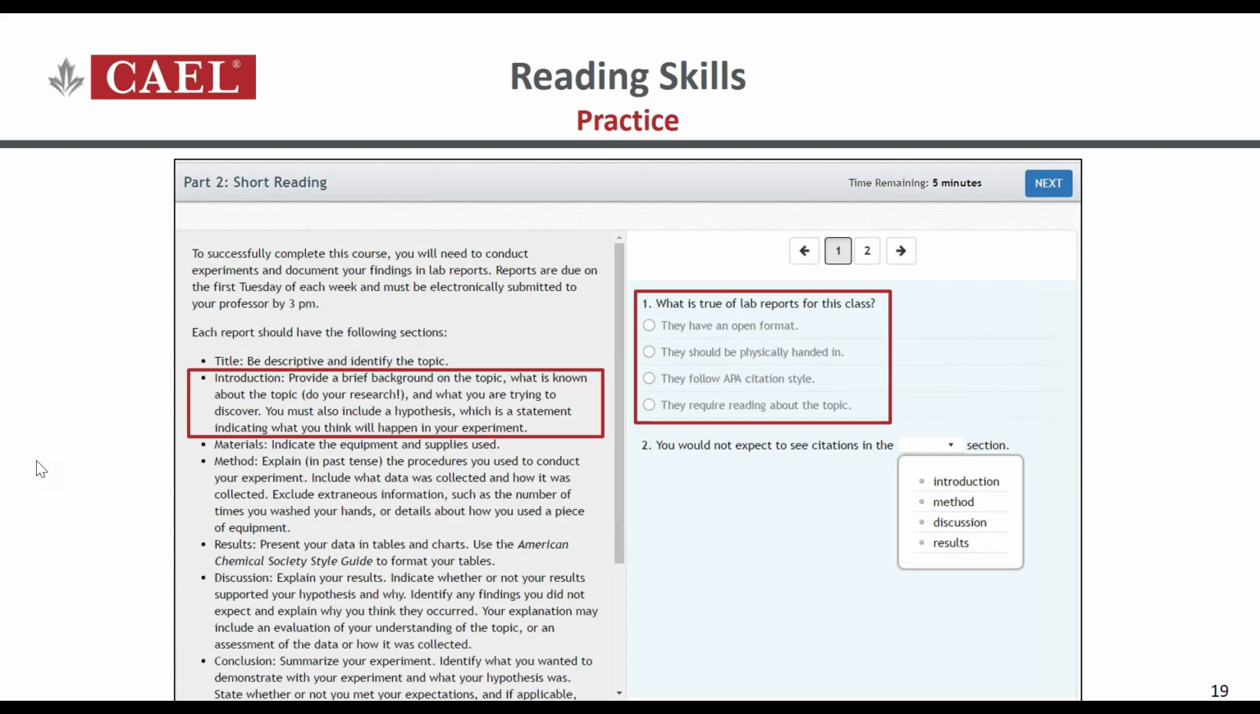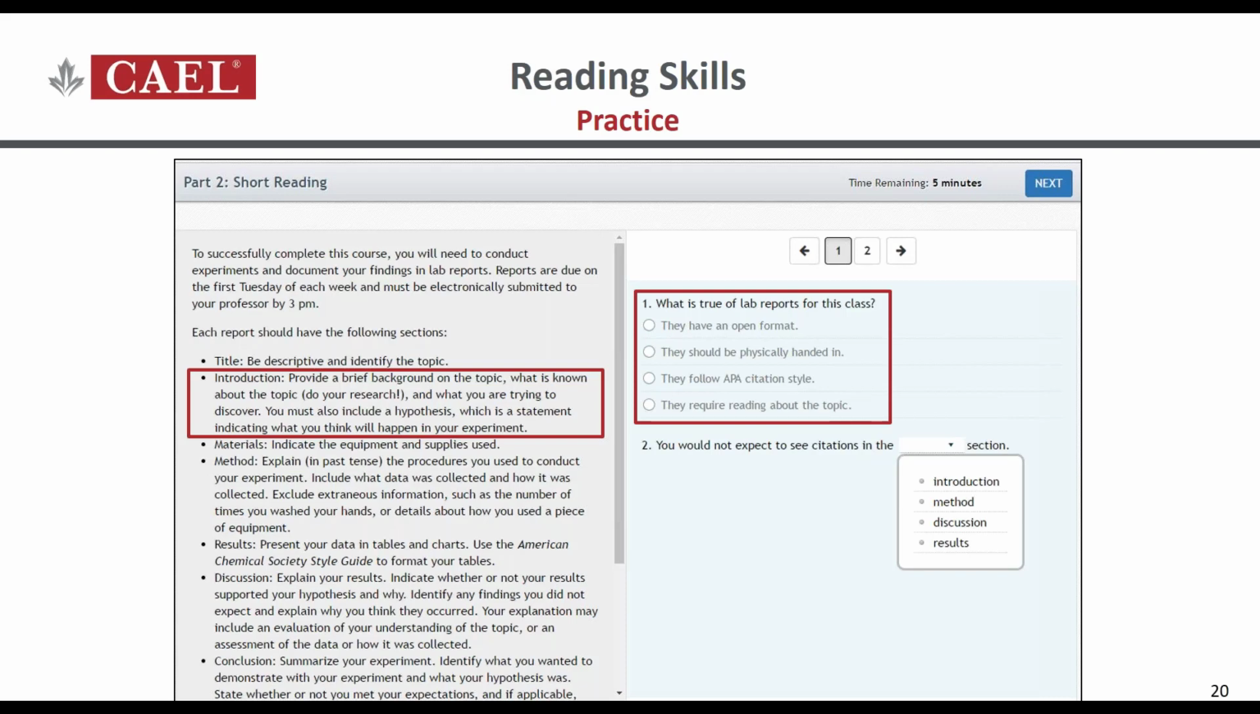For B, should be physically handed in, we know that's not true because the first paragraph says the report should be electronically submitted. So basically it should be emailed or put on the student website or something like that. It's not physical. And we also know that answer C, follow APA citation style, is not correct because a quick scan of this document, if you look at the document in general, it does not mention the word APA. There is no APA. So obviously that can't relate to that in the answer, okay? So if you're not sure about the correct answer, it's also possible to eliminate wrong answers, right? By looking to see if you can find similar things to them in the passage. And if you can't, then probably they're wrong.